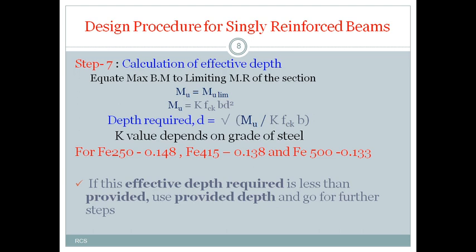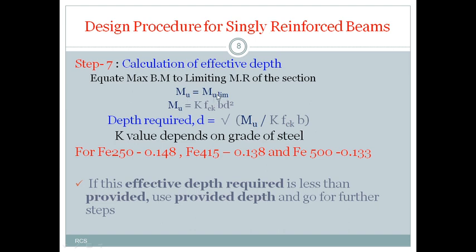Right. After knowing the type of beam section, we have to calculate the required effective depth. To resist the particular bending moment we calculated in our previous slides, we have to calculate what minimum depth is required in the section. For this we equate the maximum bending moment to the limiting moment of resistance of the section, that is Mu equal to Mu limit.